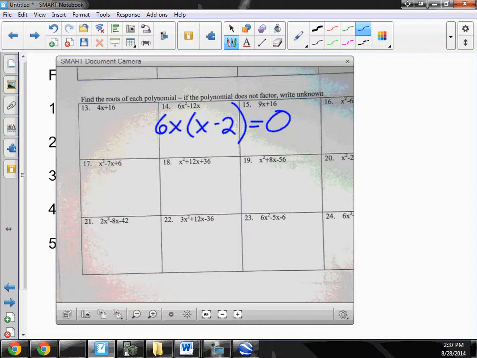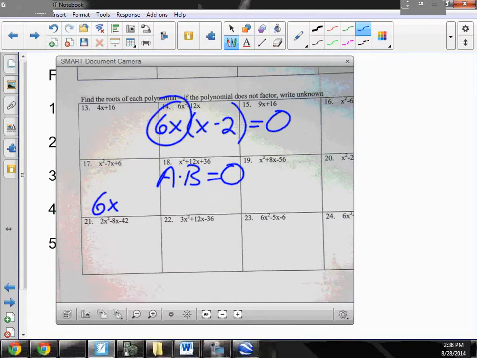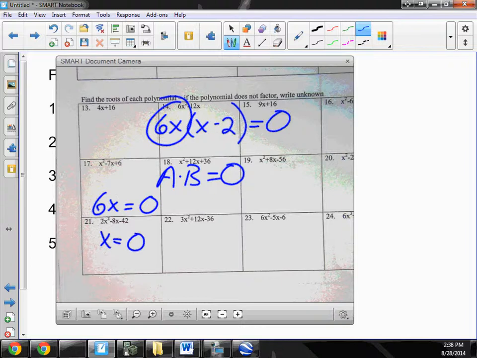And this is the thing we looked at a while back. If a times b equals 0, what do I know about a or b? One of them has to be 0. So if this equals 0, what is the value of the root? How do we get rid of the 6? We divide it. So x equals 0. 6 times, this is really tough math. 6 times what is 0? 0.